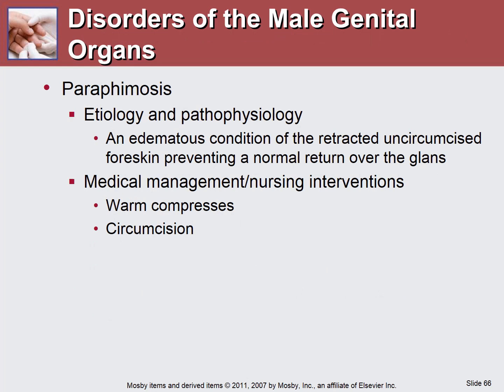All right, paraphimosis is an edematous condition of the retracted uncircumcised foreskin, preventing a normal return over the glans. So medical management is warm compresses, and also circumcision, because circumcision allows the foreskin to be removed, right? Next slide.